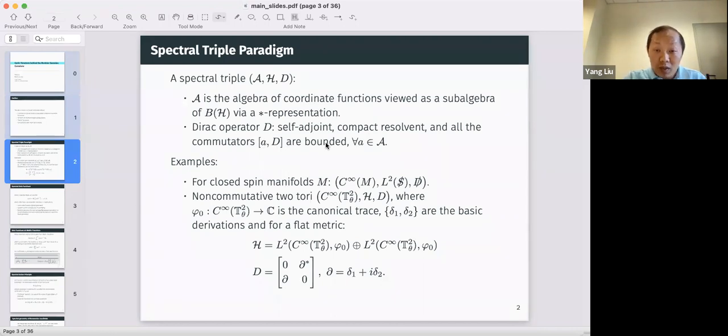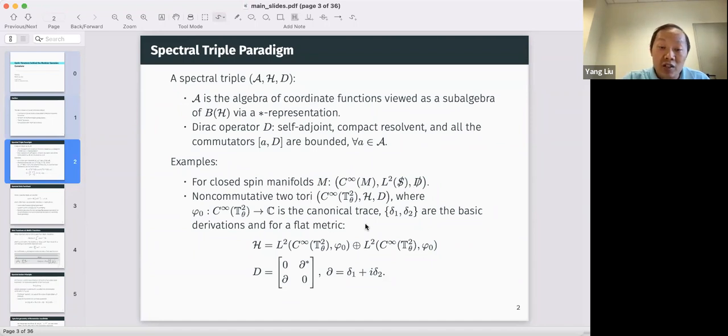Here I listed two examples. The first one, the model of the spectral triple, is Connes' model for spin geometry. Once you have a spin manifold, the algebra is taken to be the algebra of smooth functions on the manifold, the Hilbert space is the L2 sections of the spinorial bundle, and D-slash is the spinorial Dirac operator.